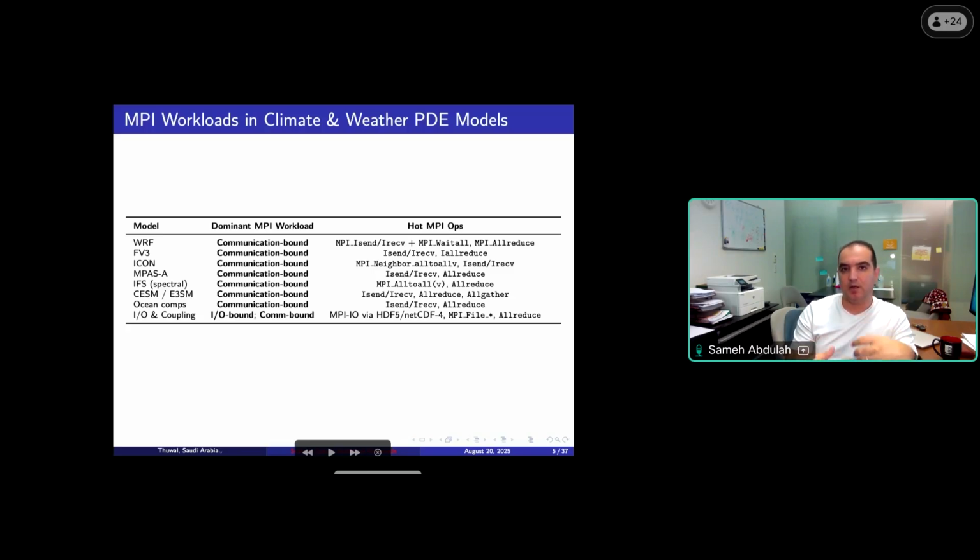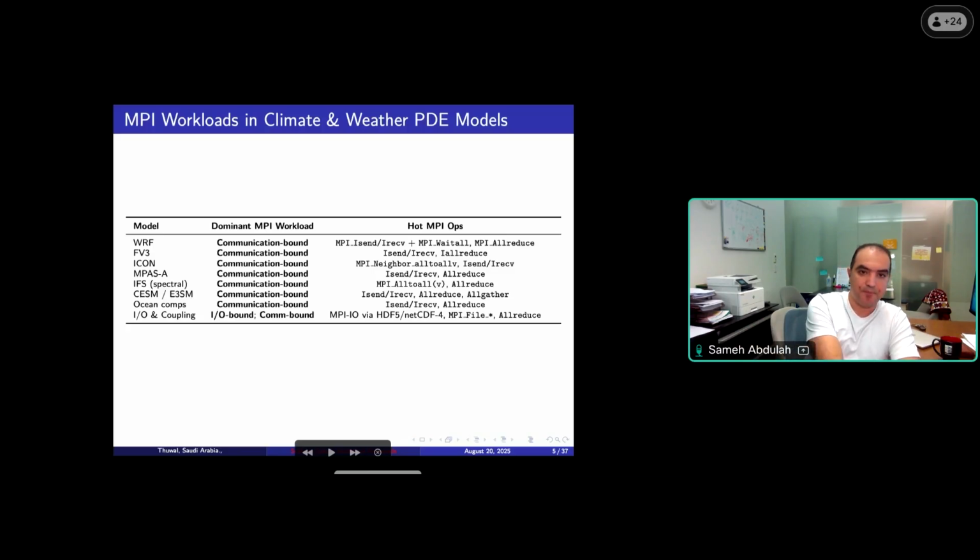So they are splitting the data between the processing units, doing small things, then communicating again, sending some small data from here and there, then doing computation again. This is very hot for the MPI operation: I send, I receive, wait, reduce. As you can see, for different models there are some operations that are used frequently.